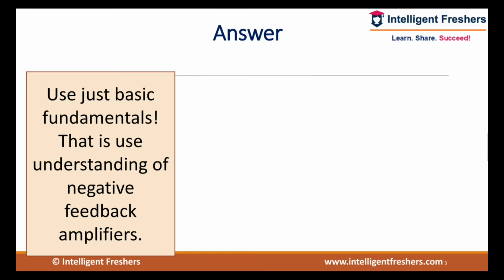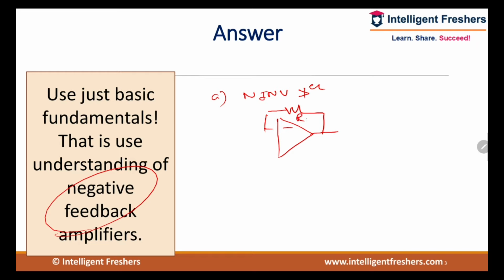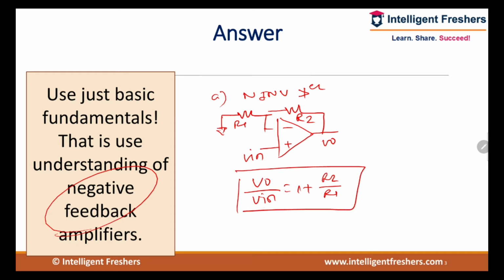So what you need to do is use basic fundamentals, that is, understanding of negative feedback amplifiers. We know that for a non-inverting amplifier with negative feedback, this is R2, R1, Vin. V0 divided by Vin is given by 1 plus R2 divided by R1, which is the voltage gain.